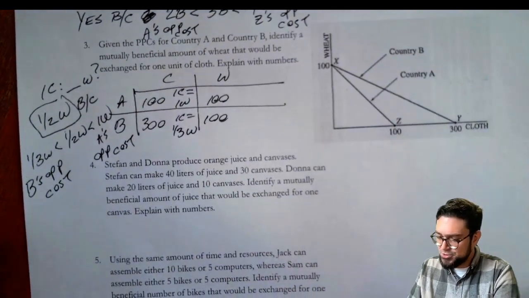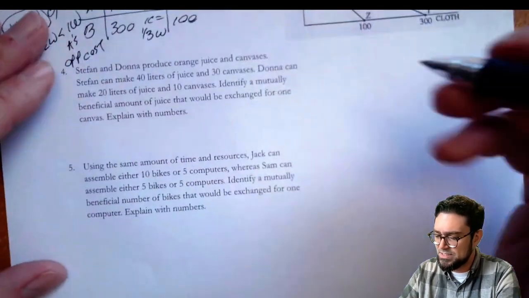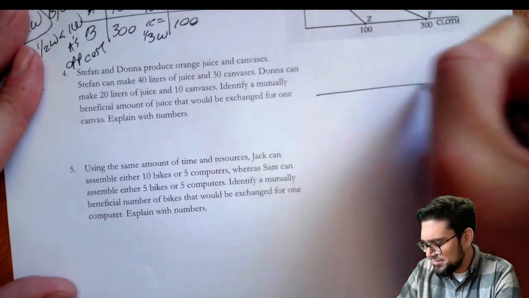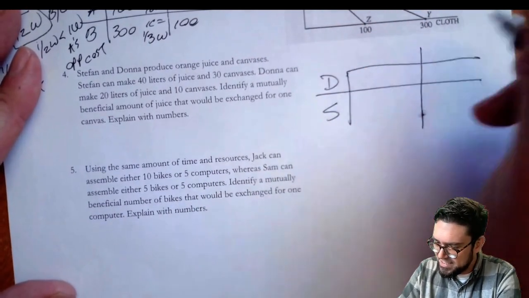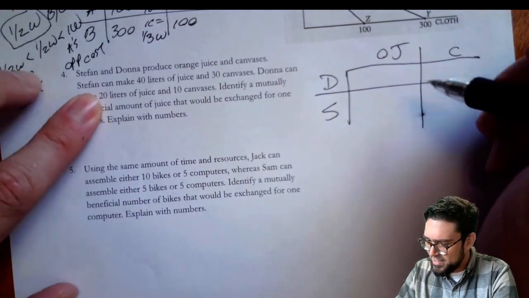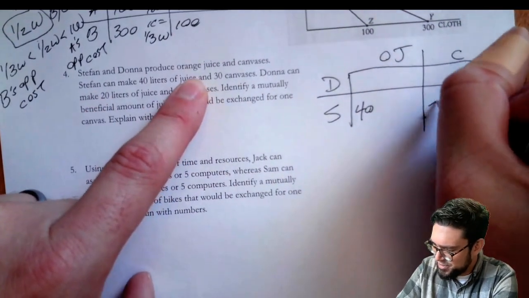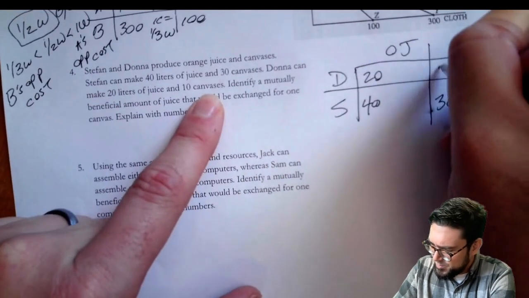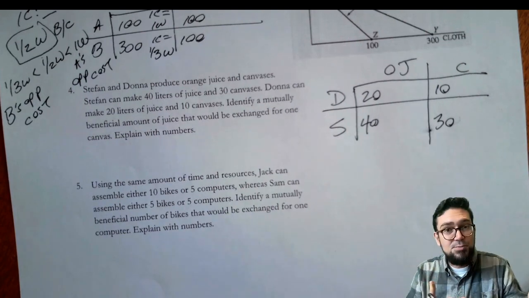Stefan and Donna, orange juice and canvases. That's a weird combination. There's a lot of those in econ, but man, that one is strange. Hey, I have some juice. Would you like a canvas? Heck. All right. So we're going to do the same process here. Donna and Stefan make OJ and canvases, which is weird. Stefan can make 40 liters of juice. That's also strange. It's like an art commune that makes juice. I'm kind of envisioning this, like people plucking oranges, making them, and also maybe some art.